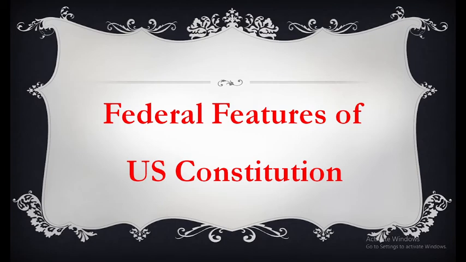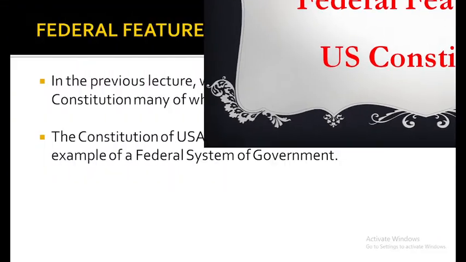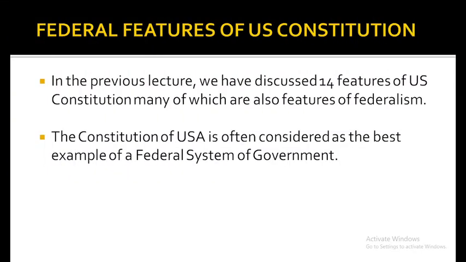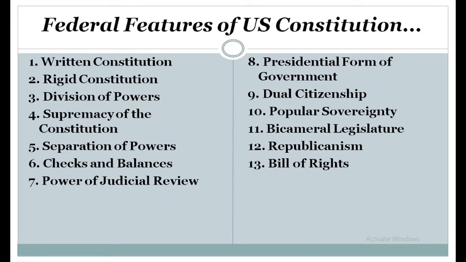Now, let us come to the federal features of the Constitution of USA. In the previous lecture, we have discussed 14 features of United States Constitution, many of which are also features of federalism. In fact, the Constitution of USA is often considered as the best example of a federal system in the modern time. So we will try to record some of the features that we have already discussed, since it is also federal features of the United States Constitution. These are 13 points that I have chosen from the previous lecture.